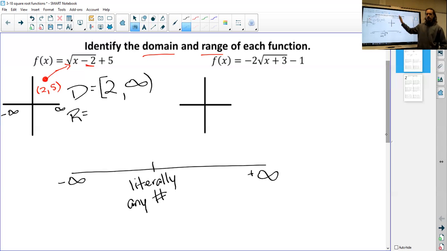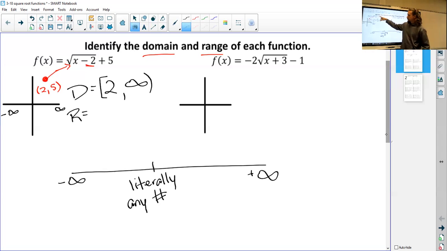So parentheses if it's approaching a number but not including it, and brackets if it does include it. And I'll give you a hint for all of our numbers today. It's always going to be a bracket next to it. Okay. All right. Then our range, we do the same thing, but with our y values.